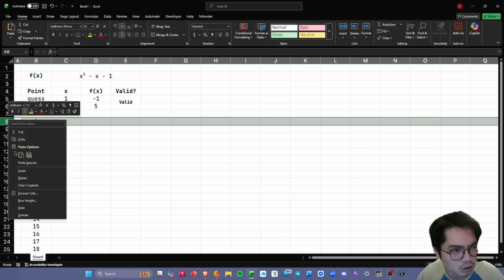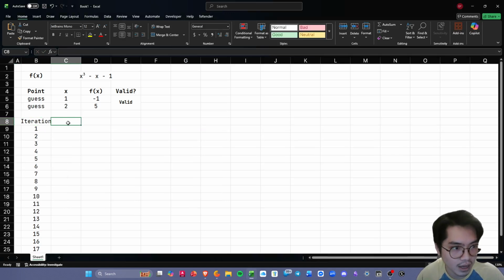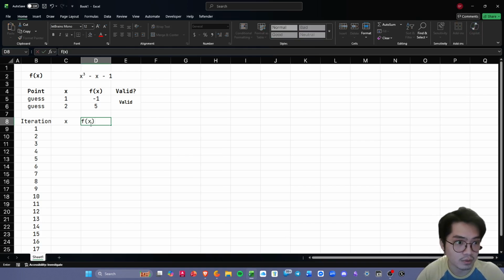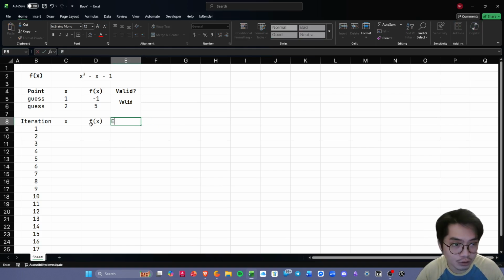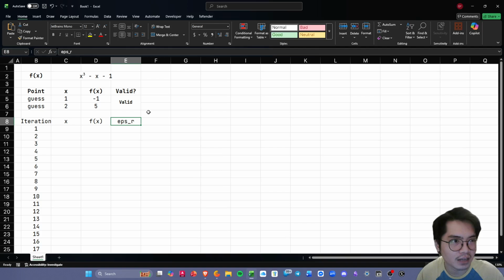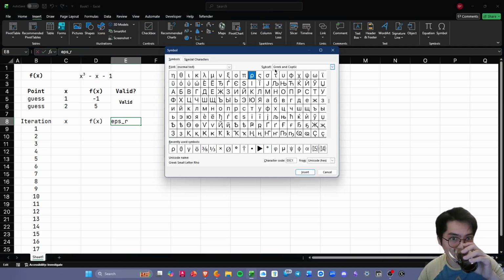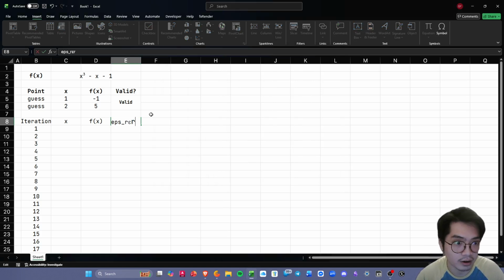So we just have it at 1 and 2. It's valid now. So what we can do now is, you know what? Let's just make it iteration. And then we will have here x. We'll have here f of x. And then we will have here our epsilon r. Is there an insert? I mean, you can insert a symbol. Let's find epsilon. There it is. Okay, then r.